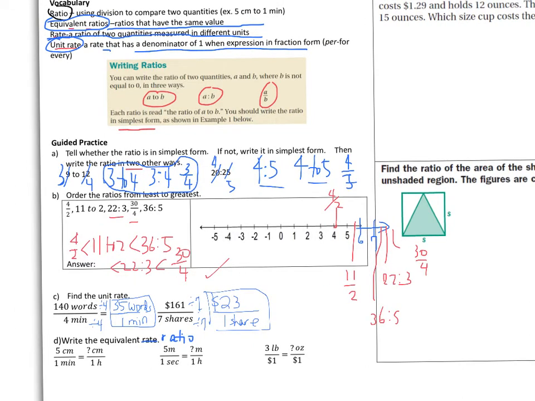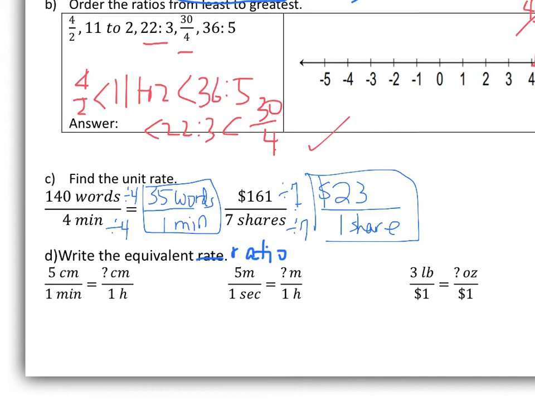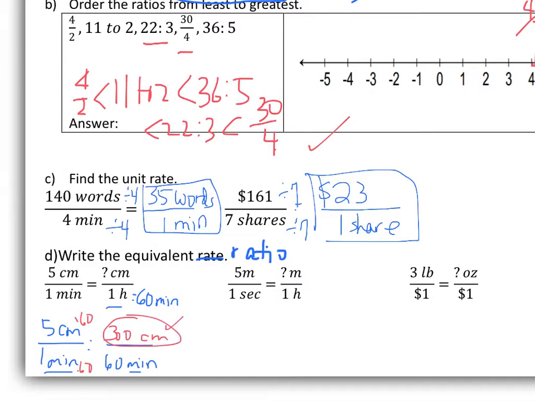So to make it the same, I need to change 1 hour to minutes. So 1 hour equals 60 minutes. So I'm going to rewrite this ratio down here. Instead of 1 hour, I'm going to write 60 minutes. So I have the same unit in the denominator. So 1 times 60 in the denominator, 5 times 60, so 300 centimeters will be my answer. And the same thing goes for here.